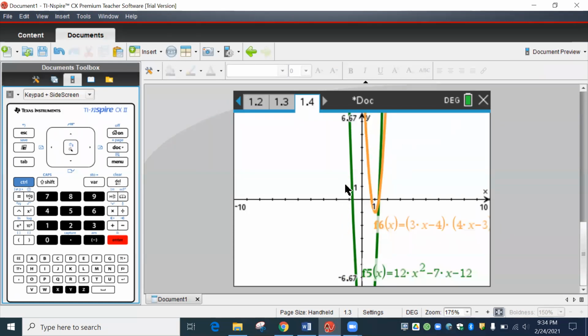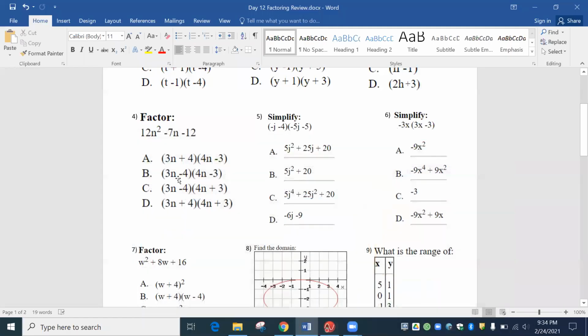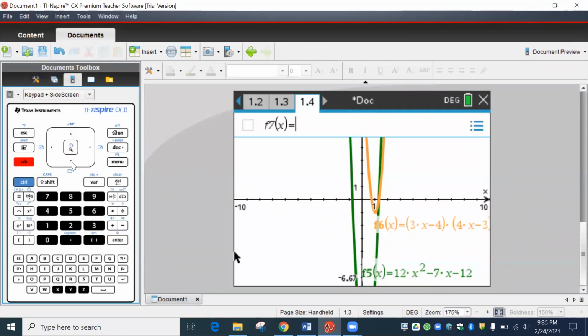Okay, so that totally changed. I still see the green. So as long as I see the green, this is not the answer. All right, so now these stayed the same, and this one changed to a plus. So let's hit tab, go up, and we'll just change this to a plus.